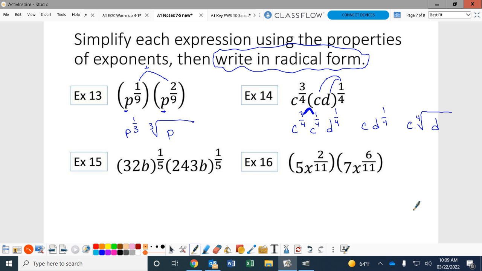Anything on that one? Okay, here we go again. The 1/5 applies to both of the things inside here. So that's going to be 32 to the 1/5 times b to the 1/5 times 243 to the 1/5 and b to the 1/5.